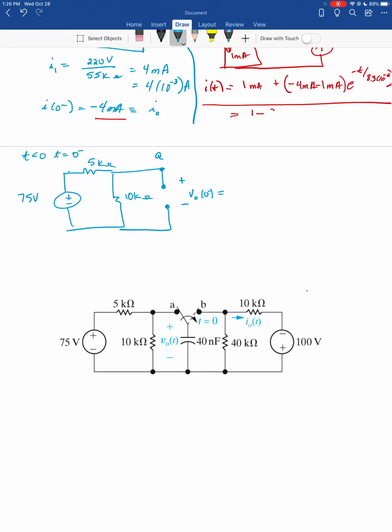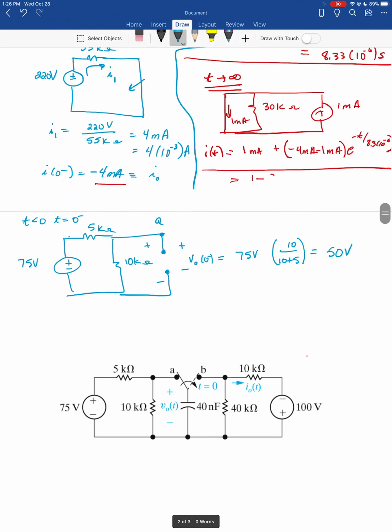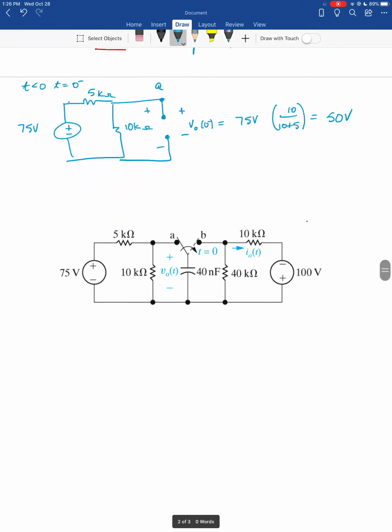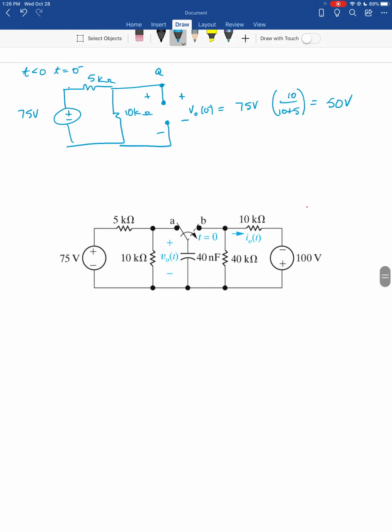So V0, which is our initial condition at 0 minus, is basically the voltage across the 10 kilo ohm resistor. It'll be a voltage divider: 75 volts times 10 over 10 plus 5, which gives 50 volts. That is our V initial. In our formula, that would be our X0, because for capacitors, X is voltage. The next thing we need to do is assess the time constant.